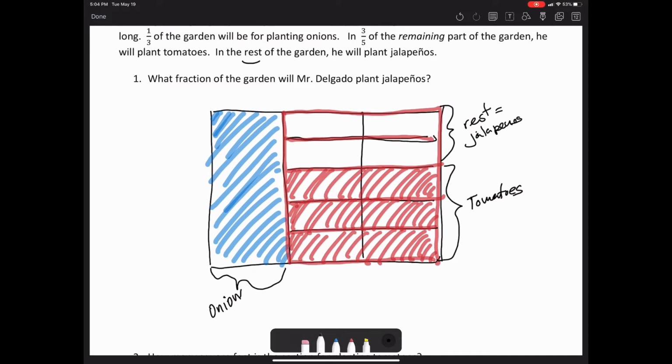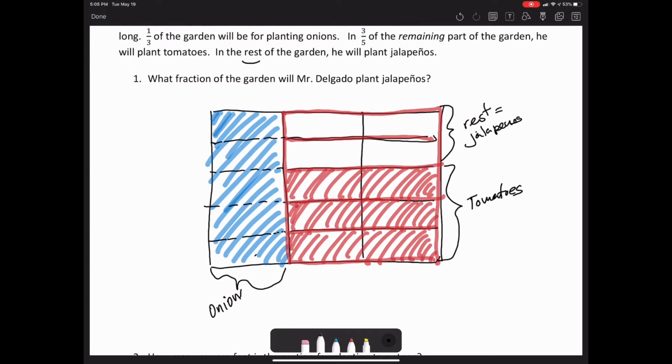Well, if I want to know what fraction that turns out to be, I have to know how many equal parts there are in this diagram. So right now I have one big blue part, which is my onions, and then I have all these 10 other smaller parts, which are all the same size, for the tomatoes and the jalapenos. If I made them all the same size, I can cut up the onions into the same size sections, like this.